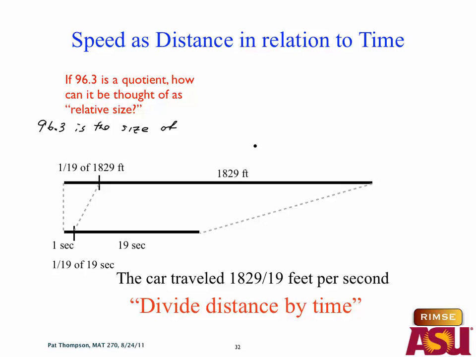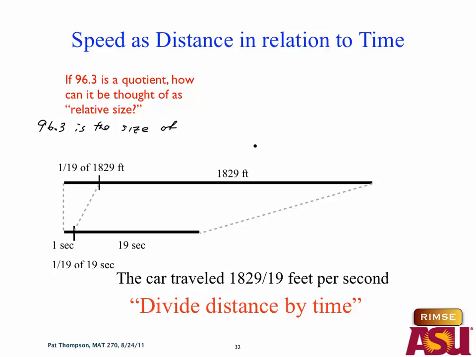96.3 is the size of the total distance traveled in comparison to the distance traveled in 1 second. Okay, almost. So he's comparing it. He's saying it's the distance traveled the whole time compared to the distance traveled in 1 second. Yeah, that's pretty good. Anybody else? Okay. So it's the total distance traveled relative to the distance traveled in 1 second.